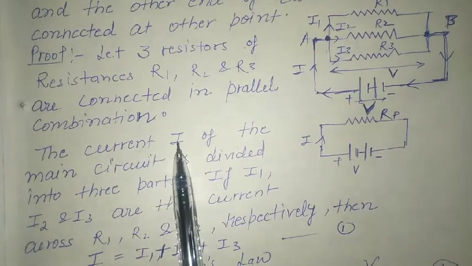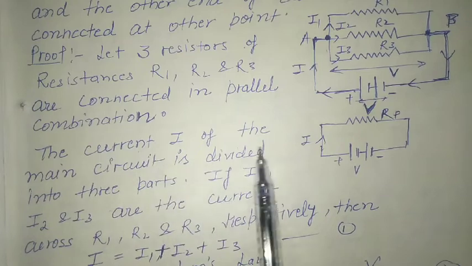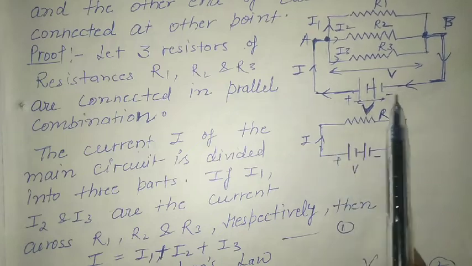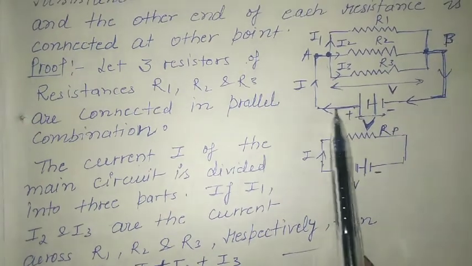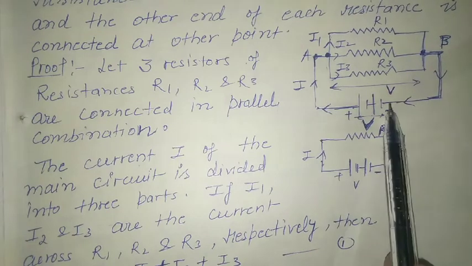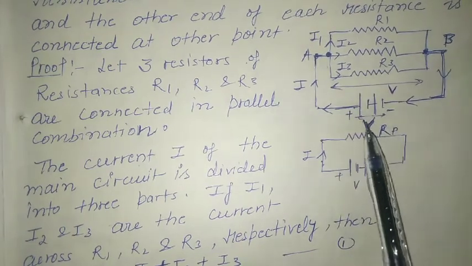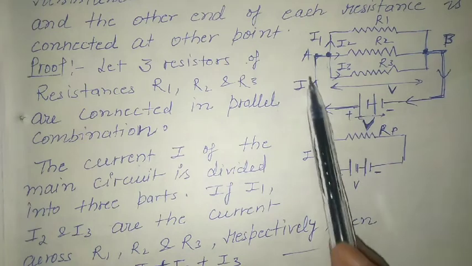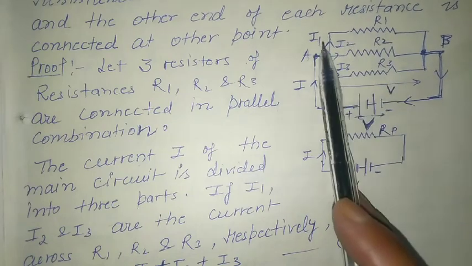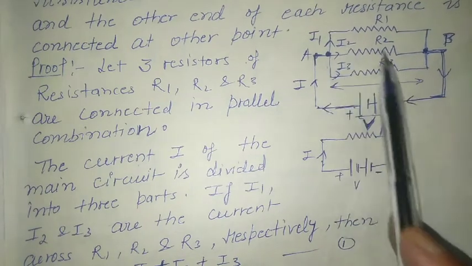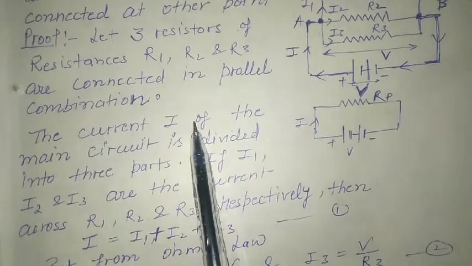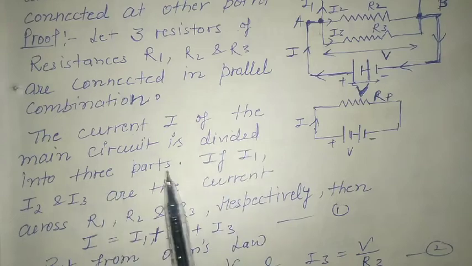The current I of the main circuit is divided into three parts. Here this is the battery we have taken. This is the positive terminal, this is the negative terminal, and we know the conventional current always flows from positive to negative. The total potential of the battery is V, and current I is divided into three parts: for R1 it is I1, for R2 I2, and for R3 it is I3.